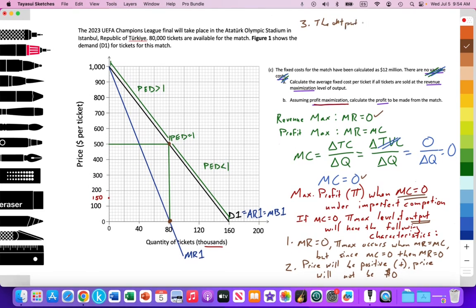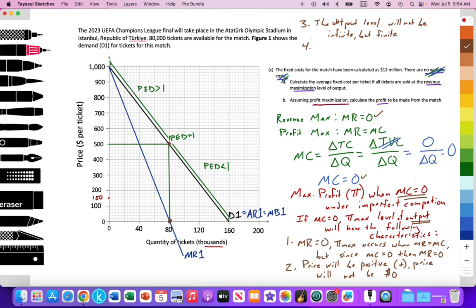The output level will not be infinite. It will be finite, which we see again here, where MR equals 0, we have a finite level of output of 80,000 tickets. So it's a finite quantity.